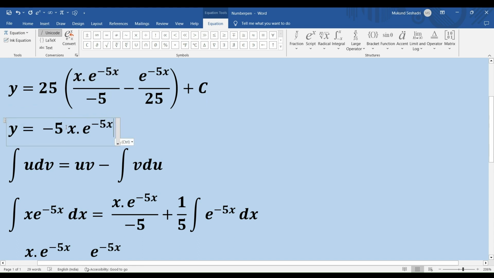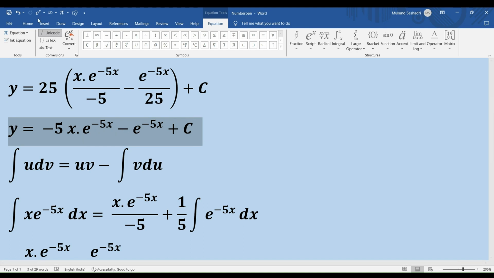And my second part has got a 25 in the numerator and a 25 in the denominator, so which can get cancelled, and I can write it as minus of e to the power minus 5x, right? And then I have my constant. So the answer to this problem is minus 5 times x into e to the power minus 5x minus of e to the power minus 5x plus c, right? Let me highlight my final answer in pink.